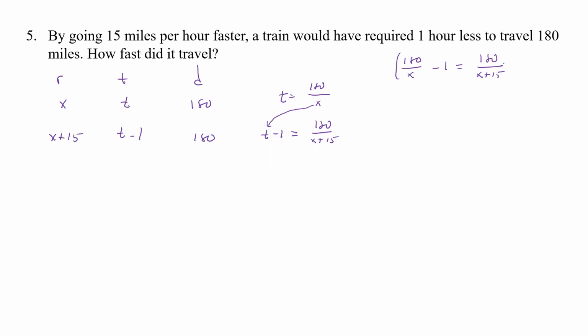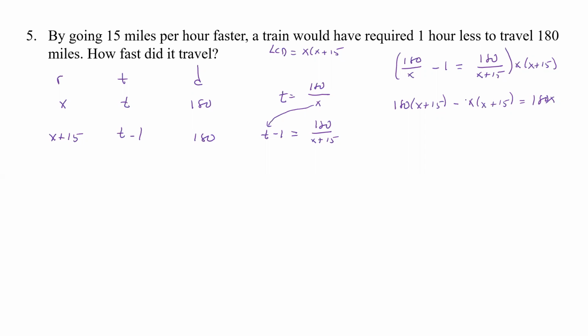Now we're going to multiply by the LCD. Well, what is the LCD? That's going to be x times x plus 15. We have x and x plus 15. And so we multiply times the first one. The x's cancel, so we'll have 180 times x plus 15 minus, and now we just have x times x plus 15 equals, now the x plus 15's cancel, x.